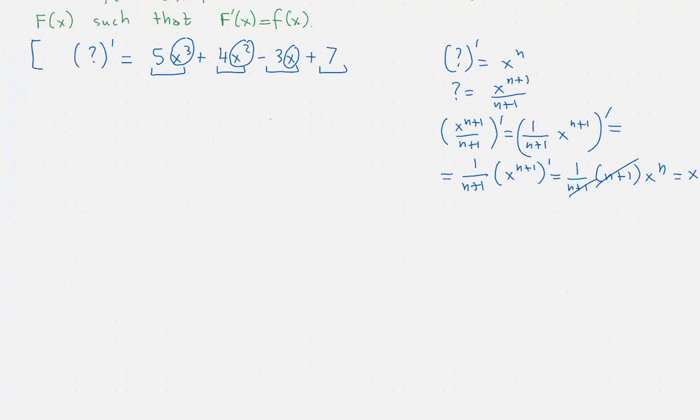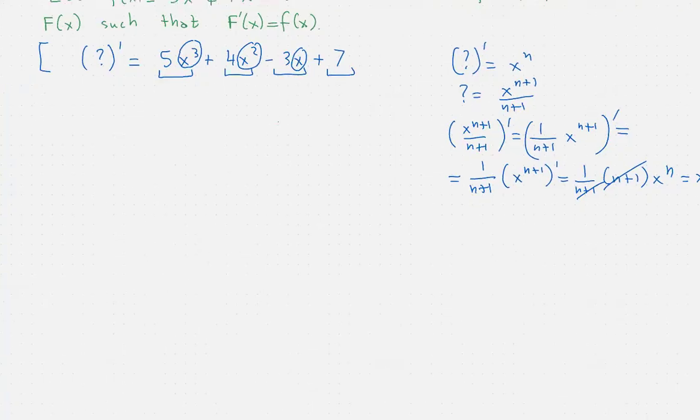So to give the solution of this, f of x will be, so we preserve the 5, and then for x cubed, we go 1 degree higher, which is x to the 4th, and we divide by 4, which is the same as this. Okay, so in other words, this is an antiderivative for x cubed.